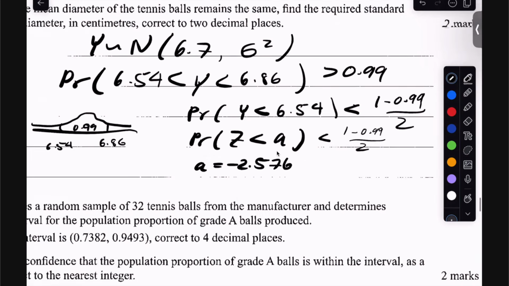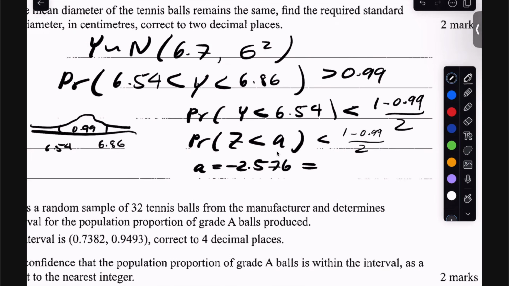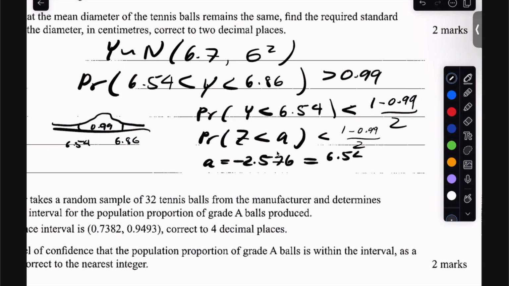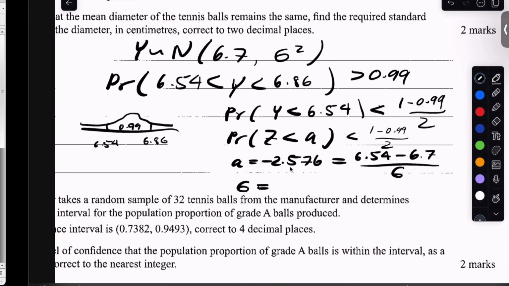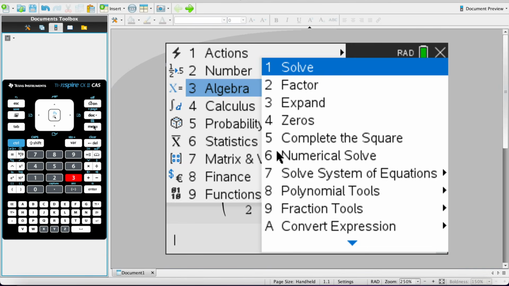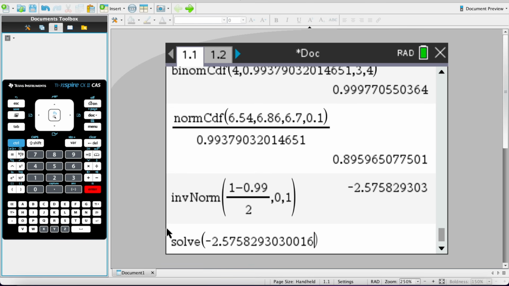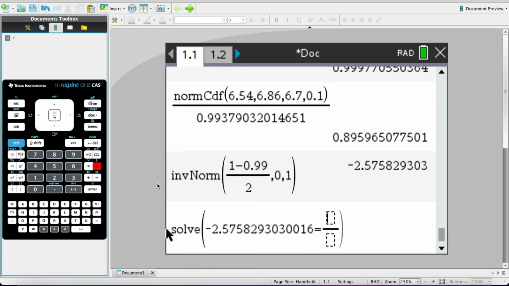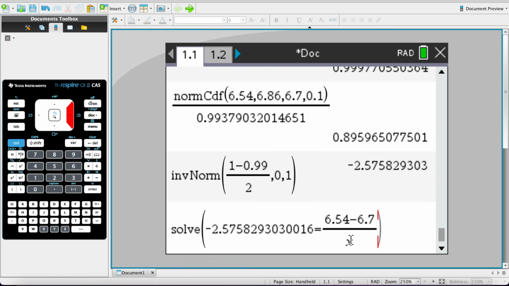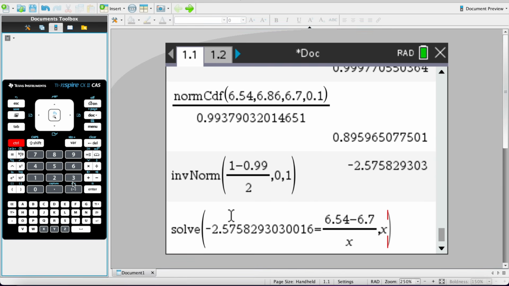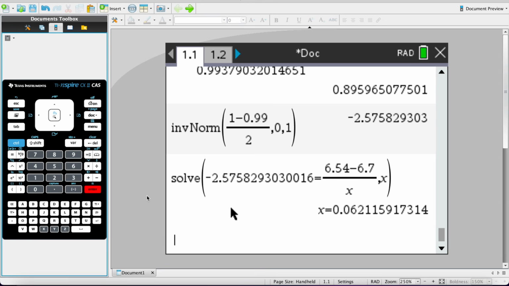Now that's the z value, and we know the x value we want is 6.54 minus the mean, 6.7, over the standard deviation, and you can solve for the standard deviation that way. So I'm just going to put that on the CAS, menu 3.1. This is equal to 6.54 minus 6.7 over x, I'll just set x as my standard deviation, comma x, and that means my standard deviation is 0.06.